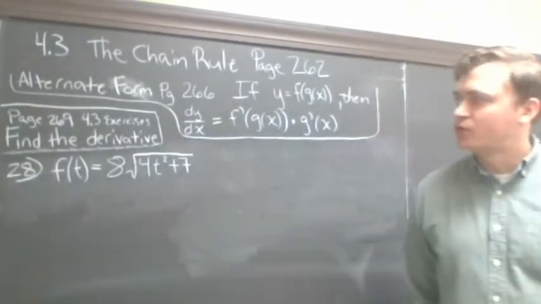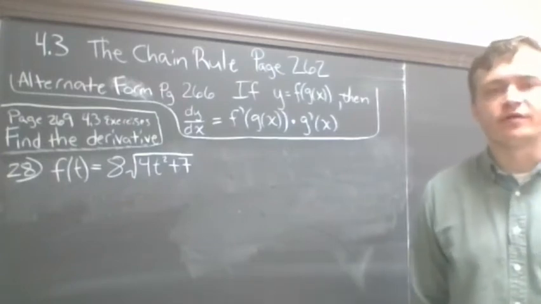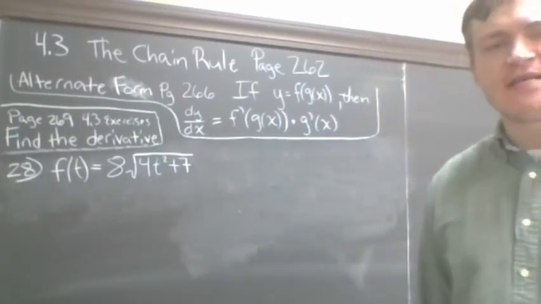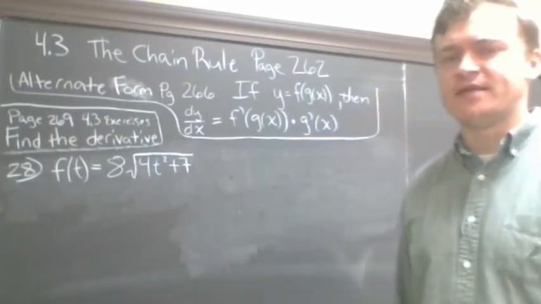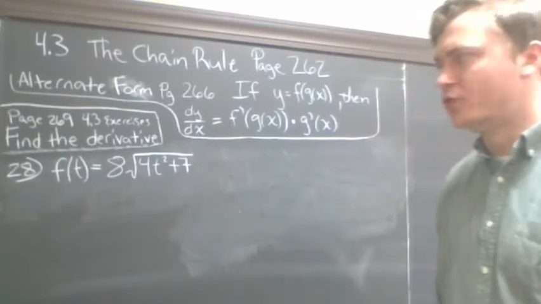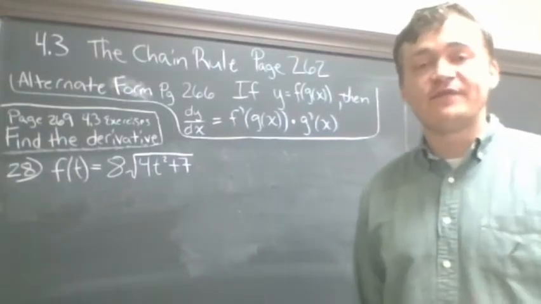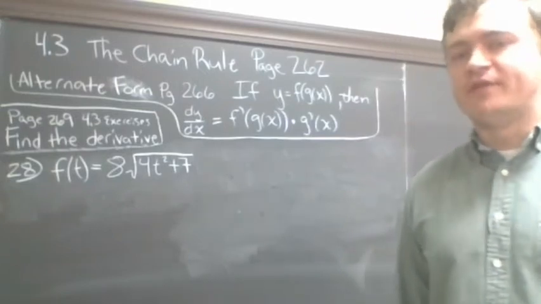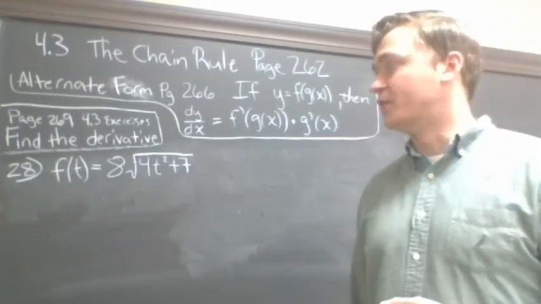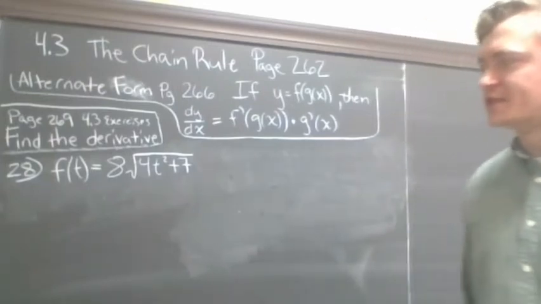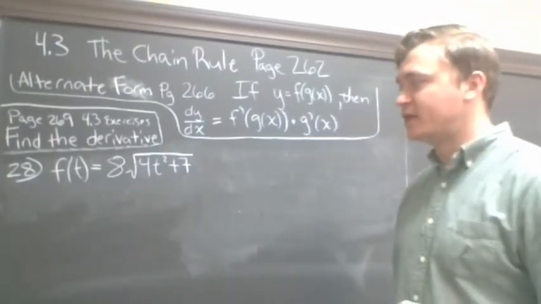So looking at problem 28 on page 269, 4.3 exercises, a little bit different than the previous 2 exercises, but we're going to see the same logic applies here when we use our chain rule and ultimately when we use our power rule. We see here we have a function f of t, so switching up the variable a little bit, and instead of taking the derivative with respect to x, we will take our derivative with respect to the variable t. So we have here 8 times the square root of 4t squared plus 7.